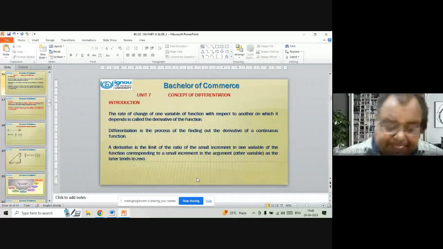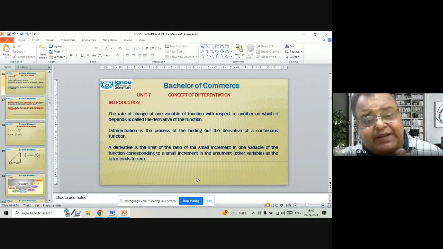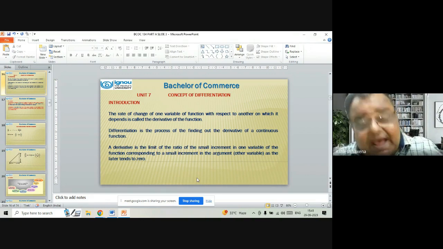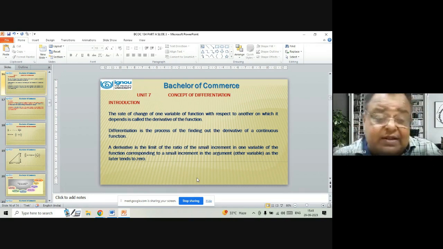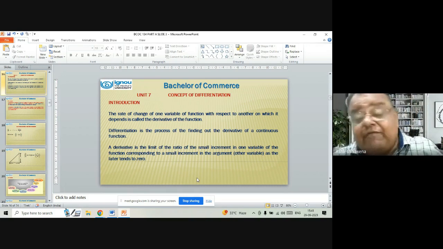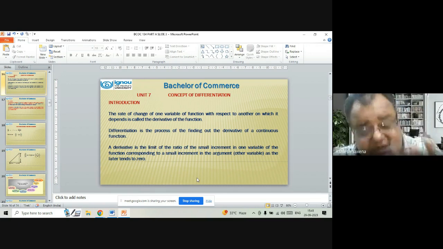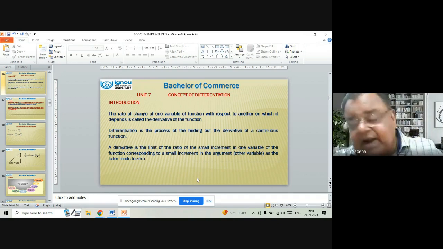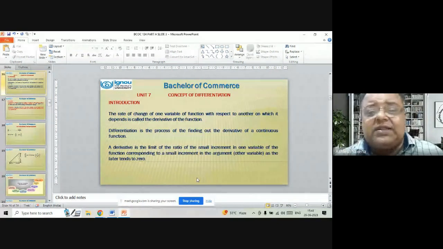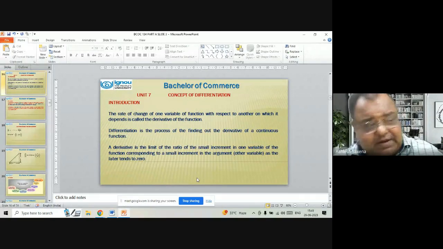Now, we move to unit 7. This is a very wide topic. It has application in so many ways, and there are different methods of solving a problem. The same thing is there. We have to identify the problem, what is the nature of the problem, and then apply how the problem will be solved. Now the question arises, what is meant by differentiation?